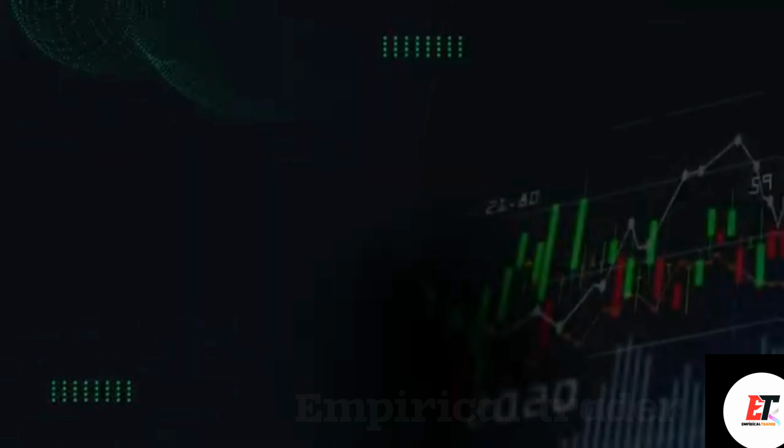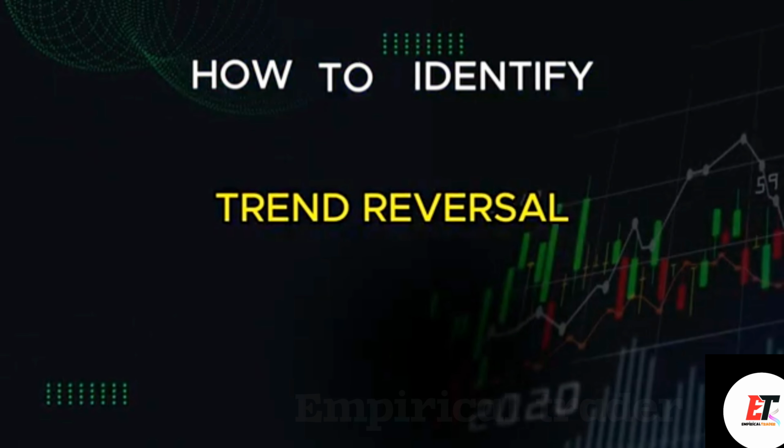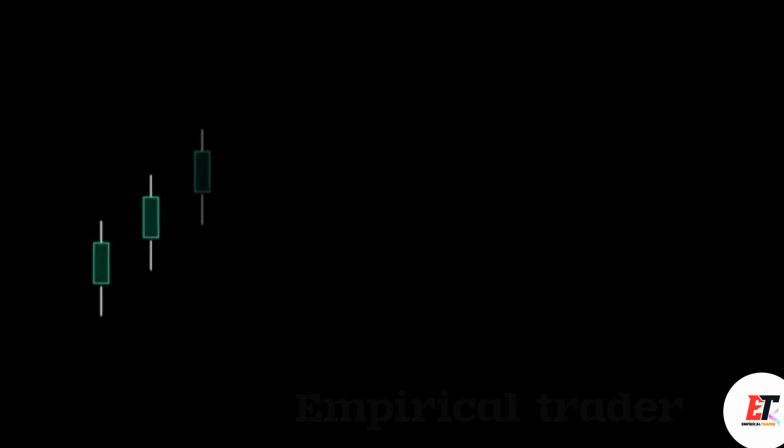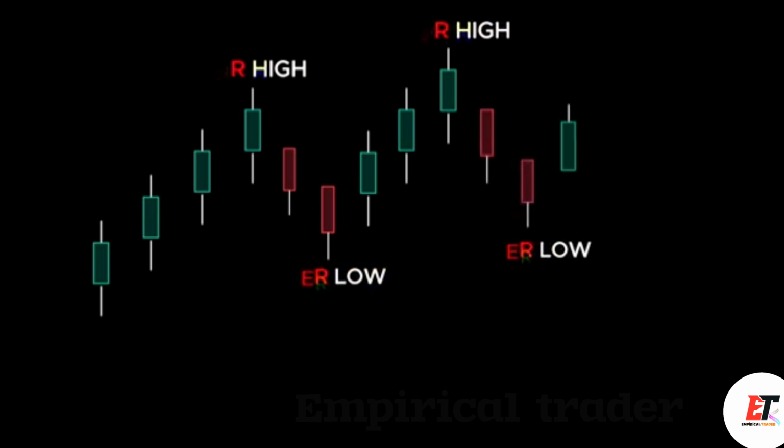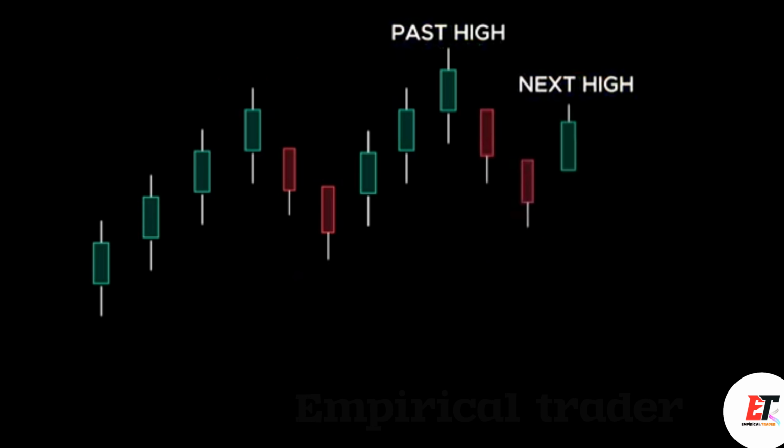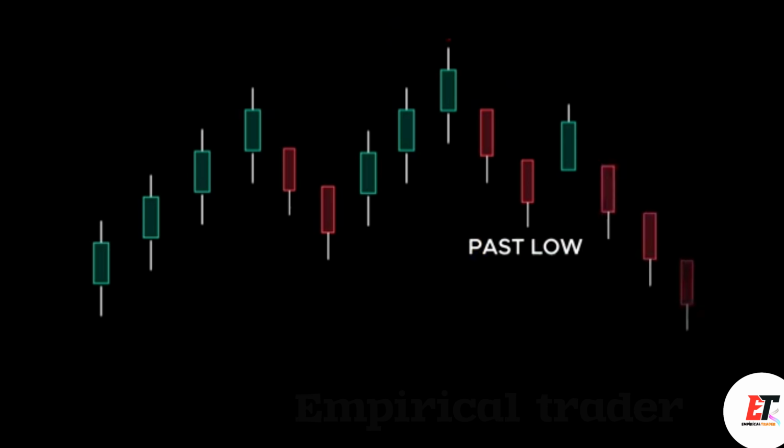We are moving on to learn how to identify a trend reversal. The first type of reversal is the uptrend shifting into a downtrend. In this case, we have the normal uptrend pattern formed by higher highs and higher lows, with the next high not being able to break the past, alarming the first sign of weakness. Then price breaks the past low as confirmation of the trend shifting to the downside.